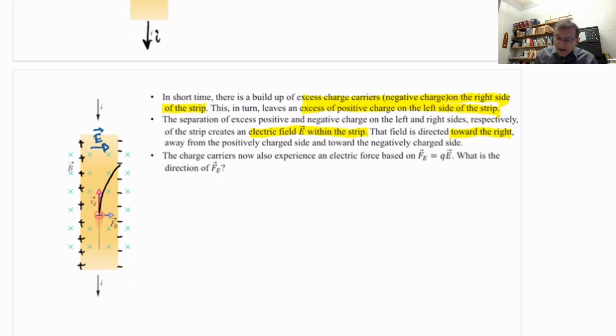So now here comes the next physics point. Now we have the charge carriers also experiencing an electric force, F electric, Fe, and the formula is Q times E. So now here's a question for you. What is the direction of that force, F electric, on one of our conduction electrons? You can see the picture there that shows our conduction electron and the F magnetic on it to the right. What's the direction of the electric force on this conduction electron? I'd like you to think about that, get an answer, and then come back.